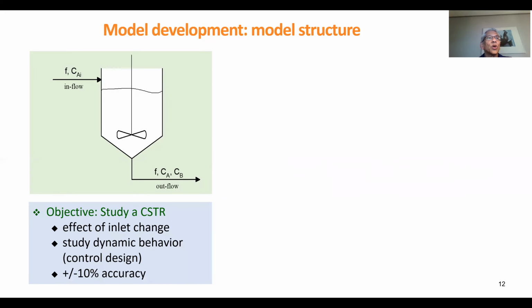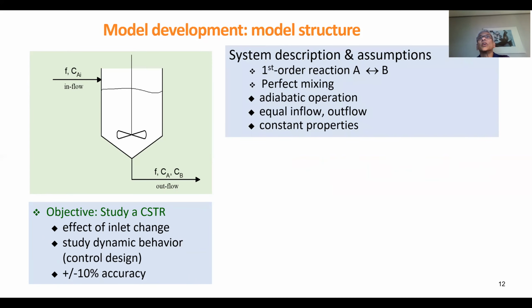So the first thing is, what is the objective of this study? We want to study the effect of the inlet change, study the dynamic behavior, maybe that will help us to design the controller. And for this kind of study, we say that plus or minus 10% accuracy is good enough. So based on this, what is the system description and assumption?